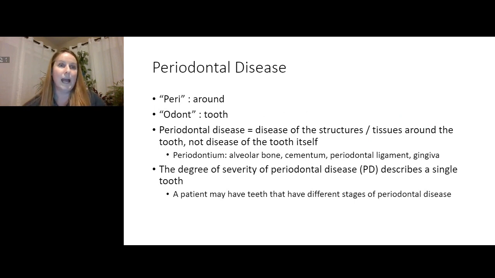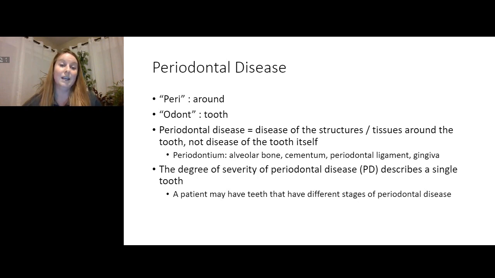So real quick, again, we'll say periodontal disease. Again, peri meaning around, odont, tooth: periodontal disease, disease of the structures and tissues around the tooth. This is not disease of the tooth itself. You might be in the habit of calling something dental disease. Dental disease is just kind of a garbage term. We hear it all the time. I'm not going to get on a soapbox about not using that term. It's okay. It's just not descriptive. That's the problem with it.